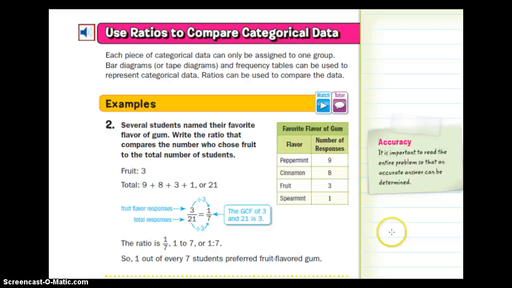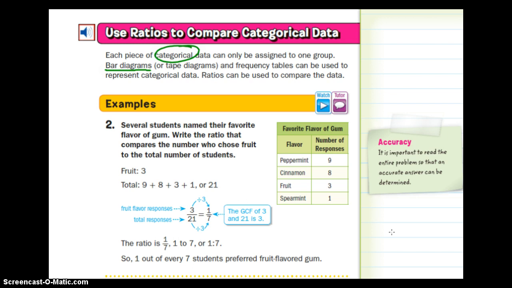Turn the page. So we use ratios to compare categorical data. What does categorical data mean? Categorical data are ones that you see normally in a bar graph. They're comparing like items. In this case, we're looking at flavors of gum. We have peppermint, cinnamon, fruit, and spearmint.